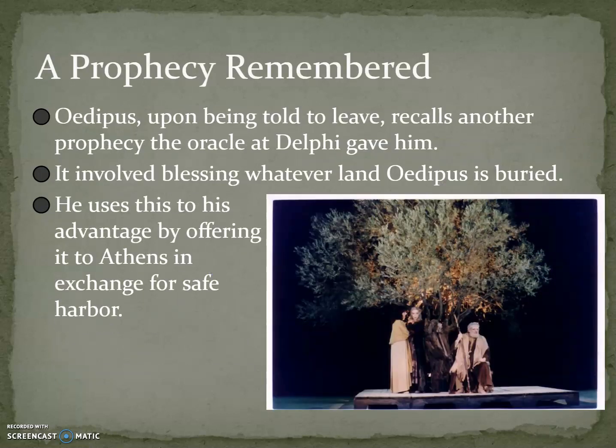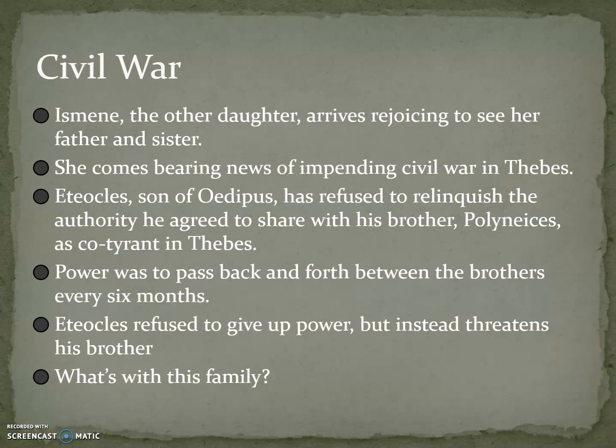Anyways, Oedipus, upon being told to leave, recalls another prophecy that the oracle at Delphi gave him, which involves blessing whatever land Oedipus is buried in. How very convenient. He uses this to his advantage by offering it to Athens in exchange for a safe harbor. He just needs to find a place that will take care of him at this point as a disgraced king, and at this point, a blind man.